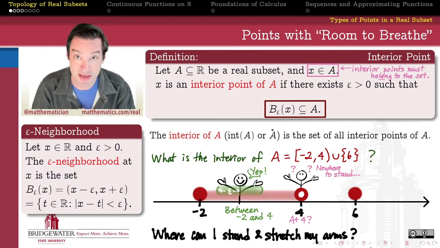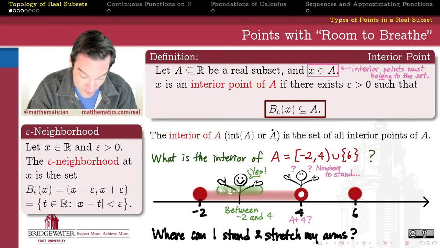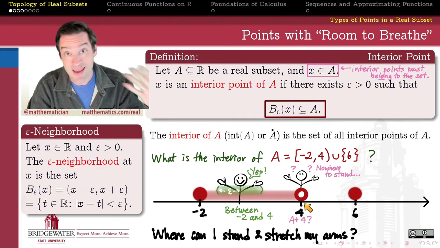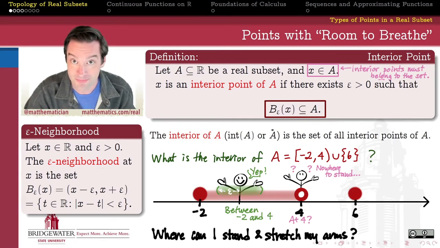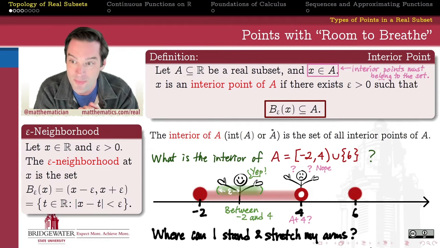Right? We have to first be in A and then be able to stretch our arms. 4, because it's not in A to begin with, cannot be one of A's interior points. So 4 doesn't work, for sure. We have to bypass that one.